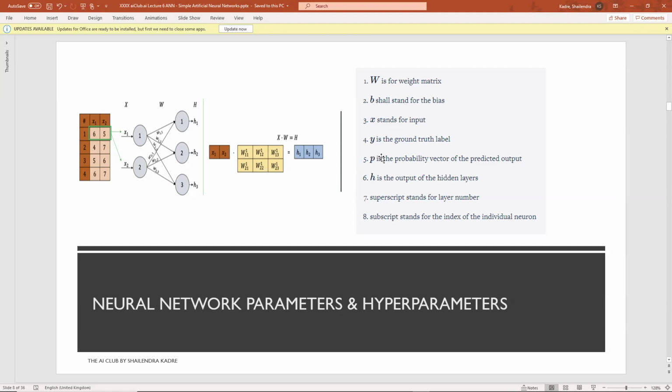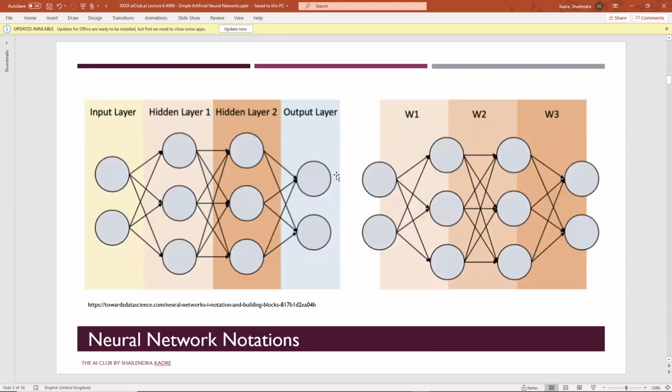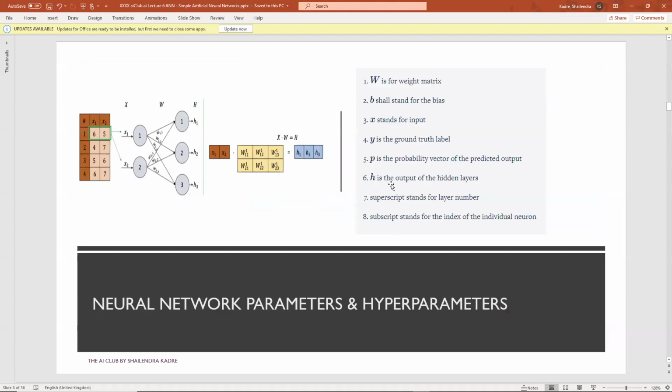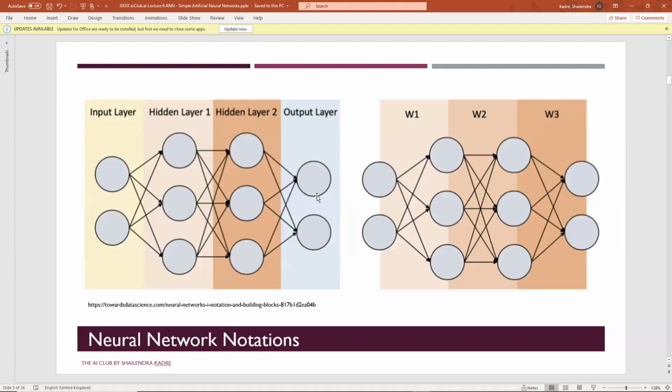P is the probability vector of the predicted output. Whatever probabilities we get, I told you two probabilities are there, right? In this output layer, there are two probabilities: probability of class 1 as P1 and probability of class 2 as P2. P1 and P2 are scalar numbers between 0 and 1 because they are probabilities. But when we denote both P1 and P2 together in a simple matrix, it becomes a vector.